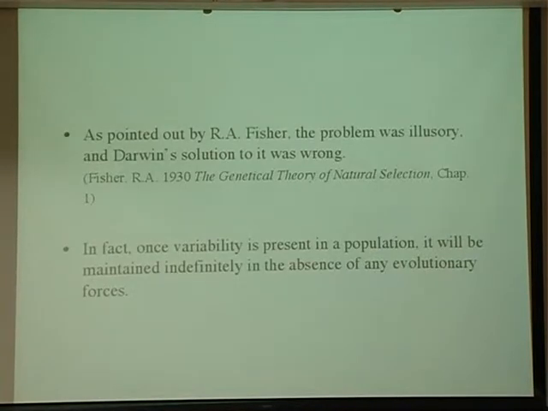And historically, Fisher's famous book, The Genetical Theory of Natural Selection, because we now know that it's Mendelian inheritance, not blending inheritance, the problem is illusory, and Darwin's solution to it is wrong. There isn't much evidence that inheritance required characteristics. And if variability is present in a population, there's nothing in the Mendelian mechanism to make it go away. It's just going to sit there.